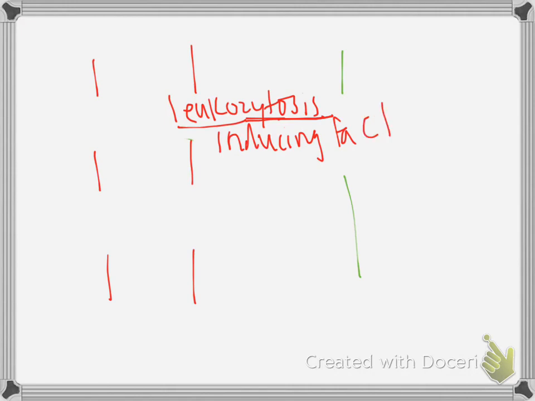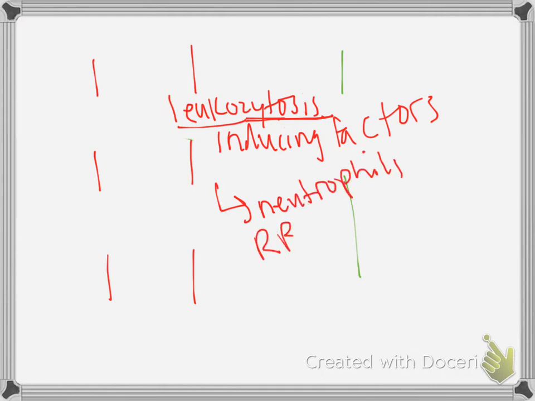Okay, so these leukocytosis inducing factors are going to cause the release of neutrophils from our red bone marrow. Remember, red bone marrow is where leukopoiesis and erythropoiesis is happening. So at this site, we're going to get a release of neutrophils, which are these white blood cells, which do diapedesis and they do phagocytosis. So we already talked about those in the earlier video.